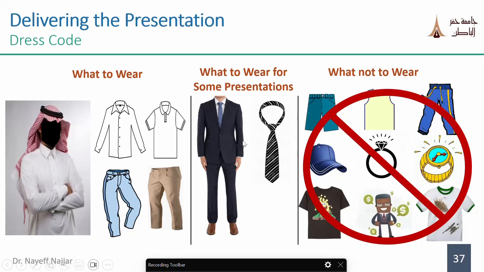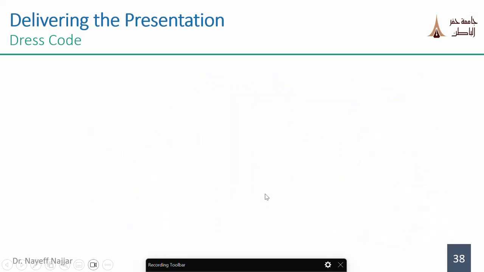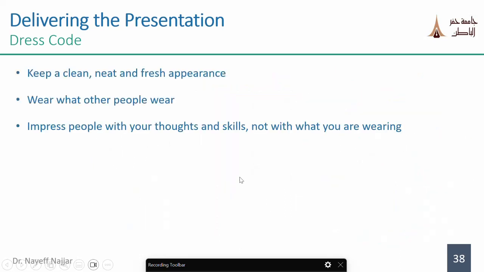It's a good idea sometimes to ask the people who are organizing the presentation what to wear. Some people might make fun of it, make a joke of it. That's fine, but it's important to dress appropriately for your presentation. You want a clean, neat, fresh appearance. You don't want to look different from other people.